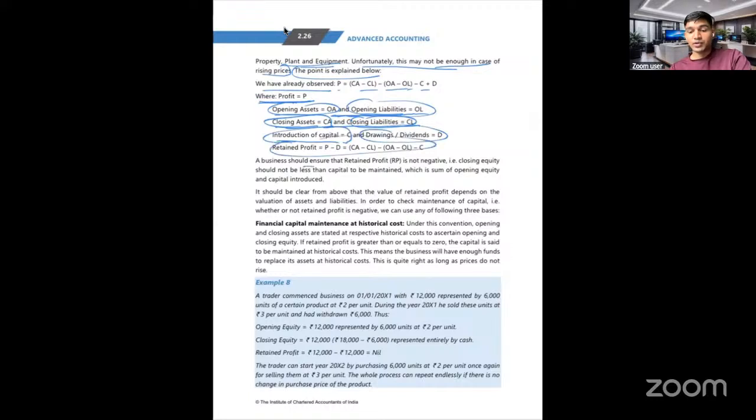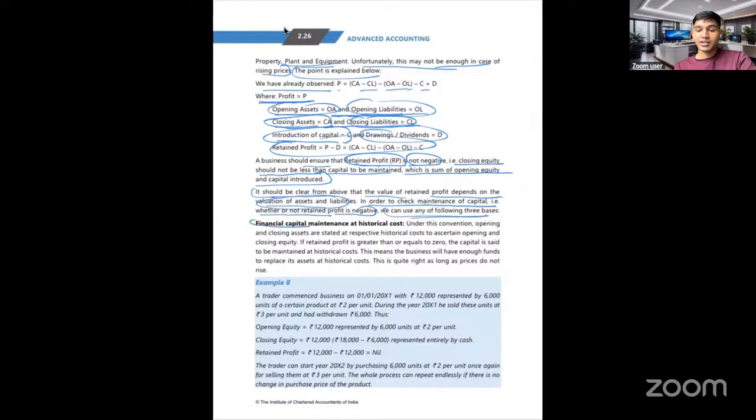And the business should ensure that the return profit is not negative, so that the closing equity should not be less than the capital to be maintained, which is the sum of opening equity and capital introduced. It should be clear from the above that the value of the return profit depends on the valuation of assets and liabilities. In order to check maintenance of capital, that is whether or not return profit is negative, we can use any of the following three bases.